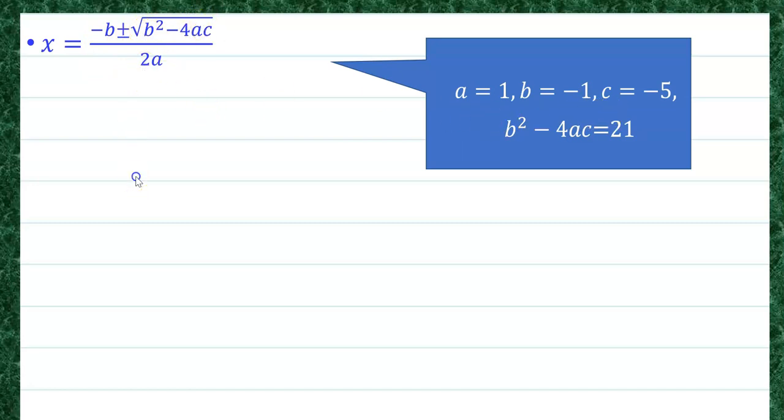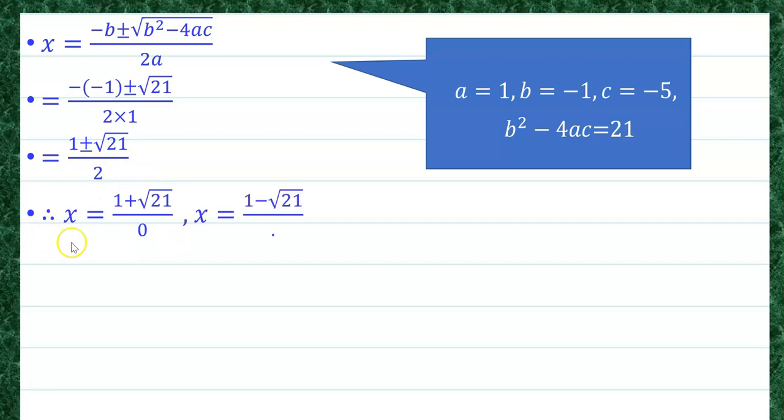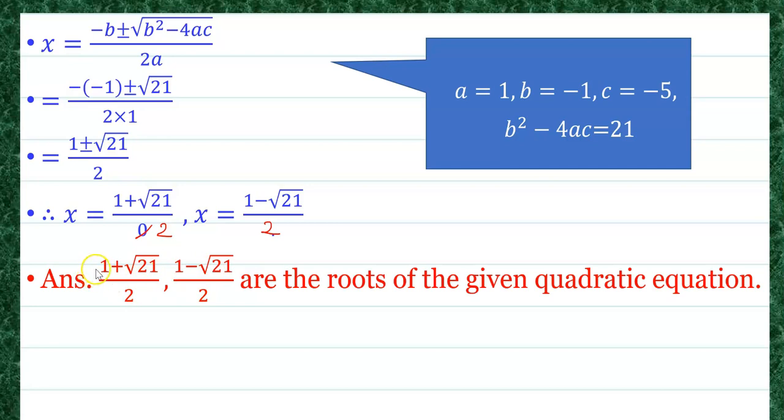We substitute these values here. Since the value of b is negative, here we write minus in the bracket of −1. Students often go wrong here. Minus in bracket −1, plus or minus root of 21 upon 2 into 1. This minus minus will become plus, that is, plus or minus root of 21 upon 2, and therefore x is equal to 1 plus root of 21 upon 2. By mistake a 0 was written there. And therefore the roots are (1 + √21)/2 and (1 − √21)/2, the roots of the given quadratic equation.